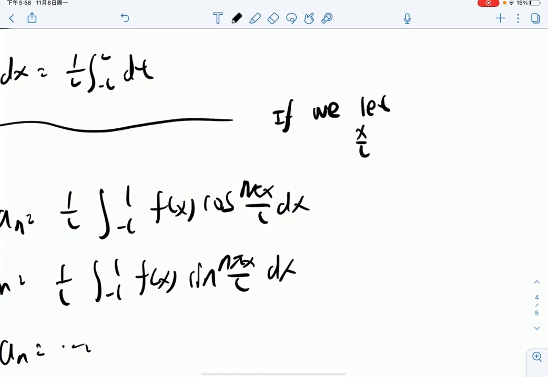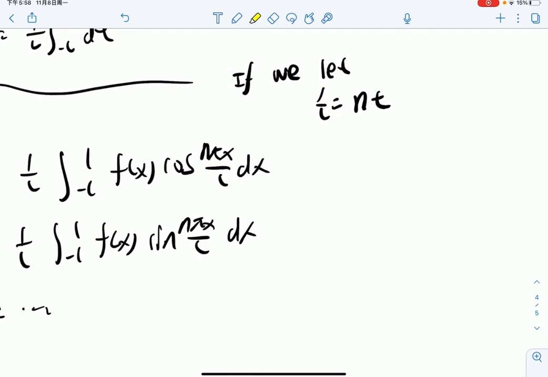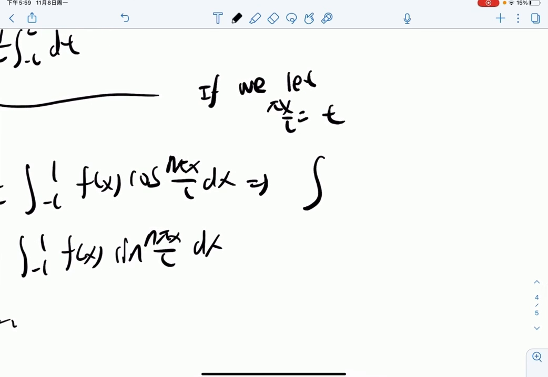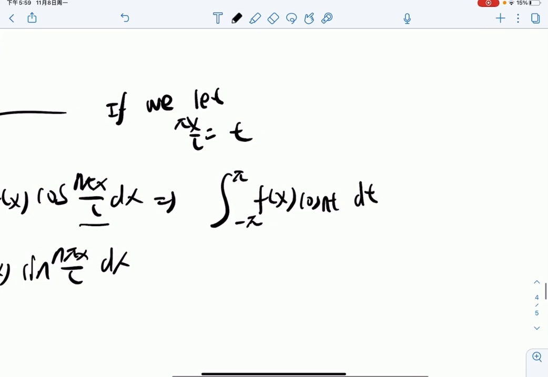If we let pi x over L be equal to t, we can see this formula is just going to be the integral from negative pi to pi of f(x) times cosine nt dt, where dt is equal to pi over L dx. So dx is going to be L divided by pi.